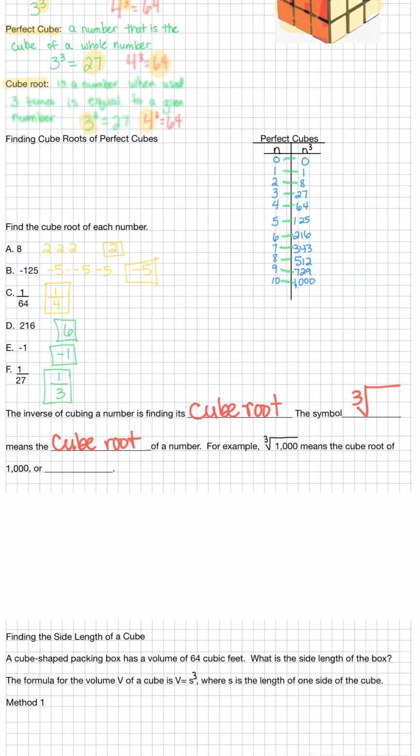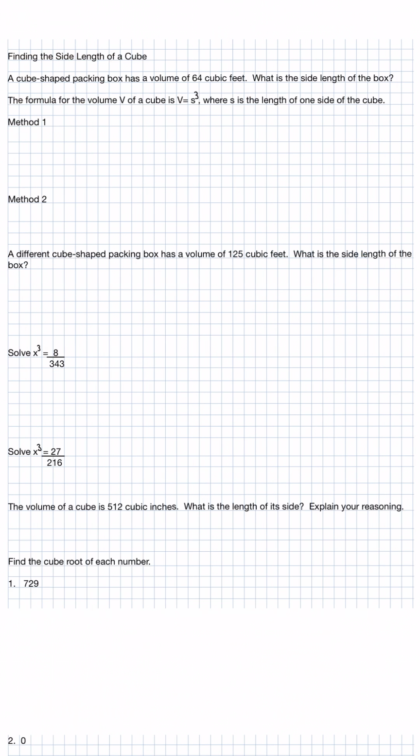For example, the cube root of 1,000 means the cube root of 1,000, or the answer, the cube root, is 10. A cube-shaped packing box has a volume of 64 cubic feet. What is the side length of the box?